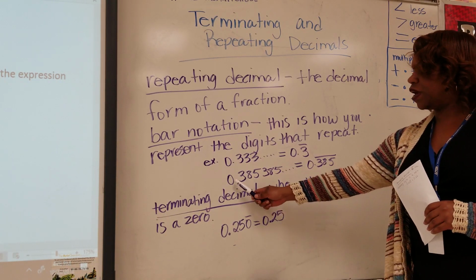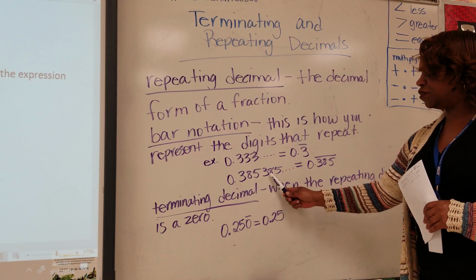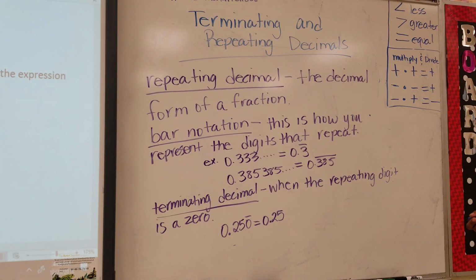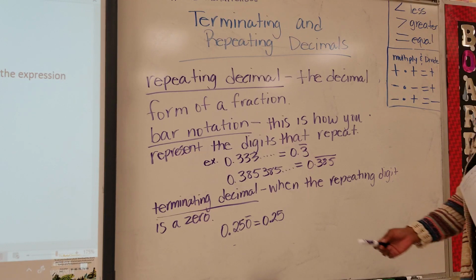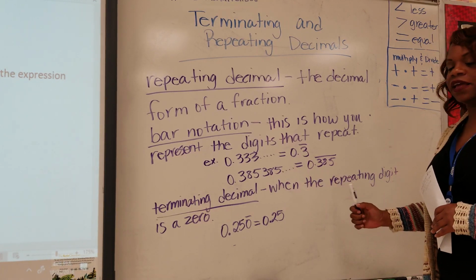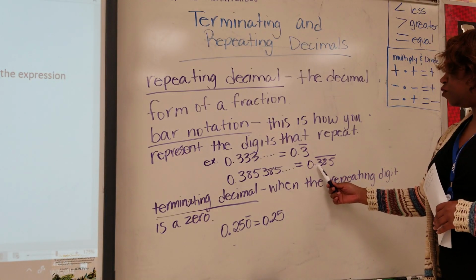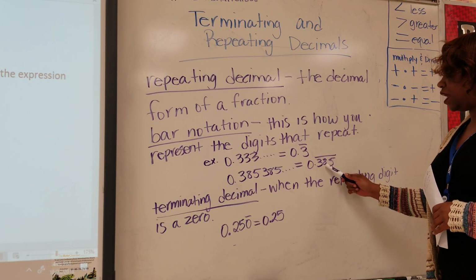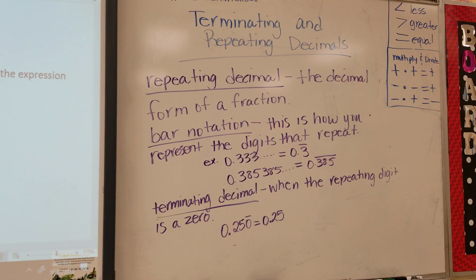Or let's say if you have 0.385, 385, 385, 385, and it just keeps on going in that pattern. So instead of you writing it all over your paper like that, you would just write 0.385 with the bar notation over the 385. This shows that those numbers repeat in that same pattern over and over again.